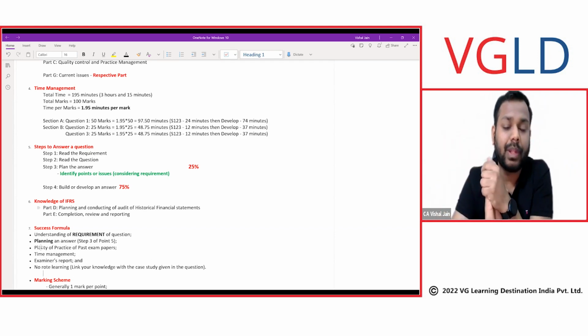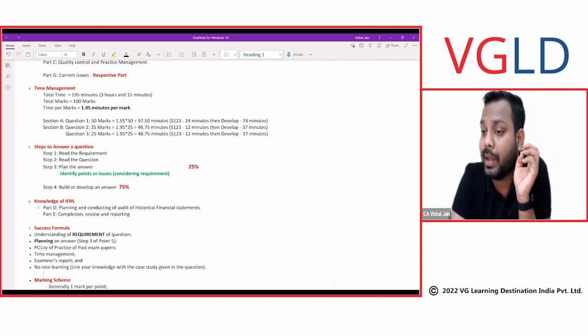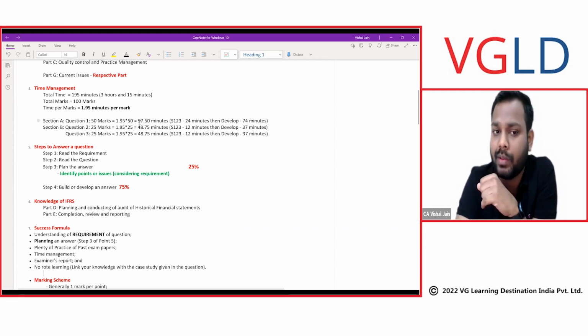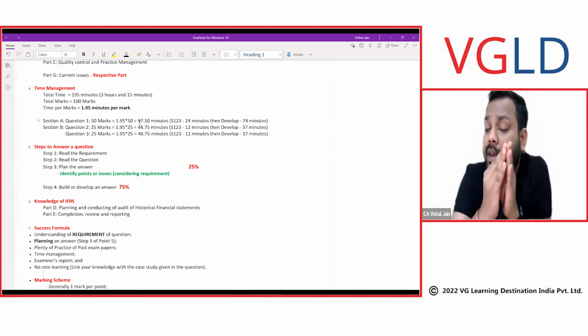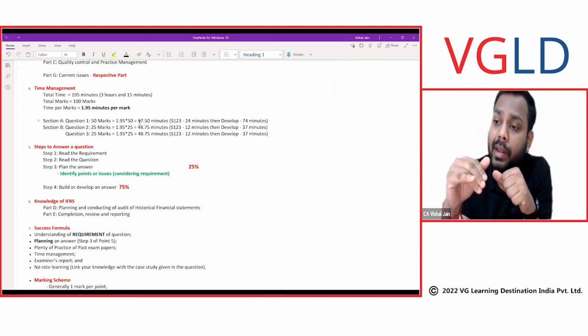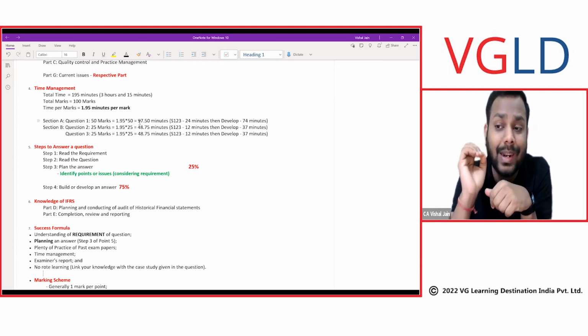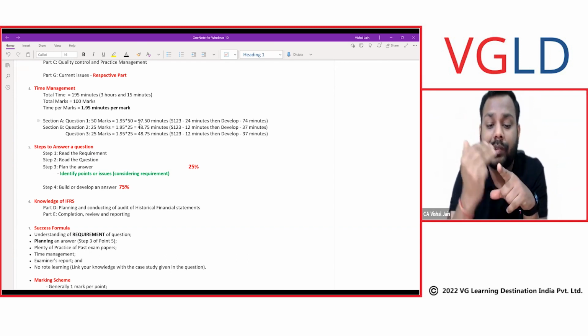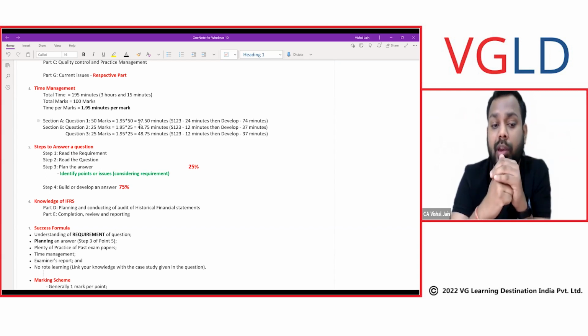Now then, plan your answer properly. When I plan the answer in the class, I will devote maximum time to planning the answer and very little time to developing it. Let's suppose I have to devote 1 hour 30 minutes to question number one. I will devote around 30 minutes to reading the whole question, 30 minutes to planning my answer, and then only 30 minutes to developing the answer. So for a 50 marks question, I will write the answer in only 30 minutes, but I will devote 1 hour to understanding the requirement, understanding the question, and planning my answer. That's how basically this paper is drafted, you can say.